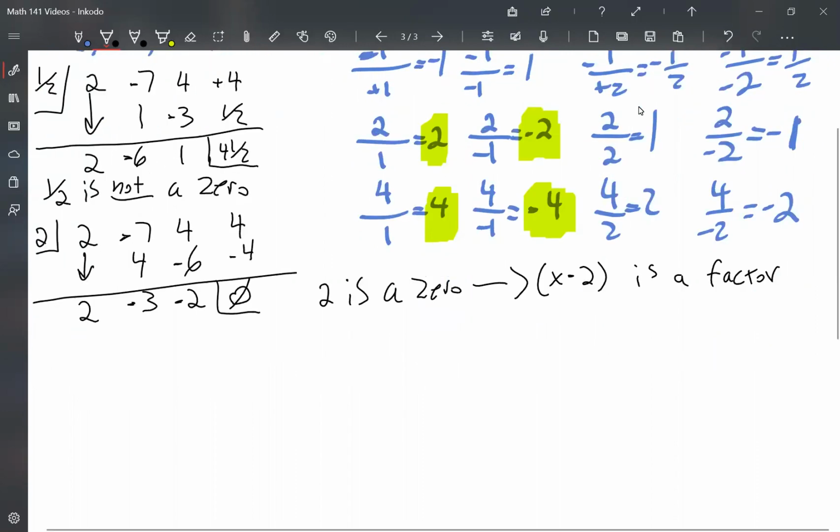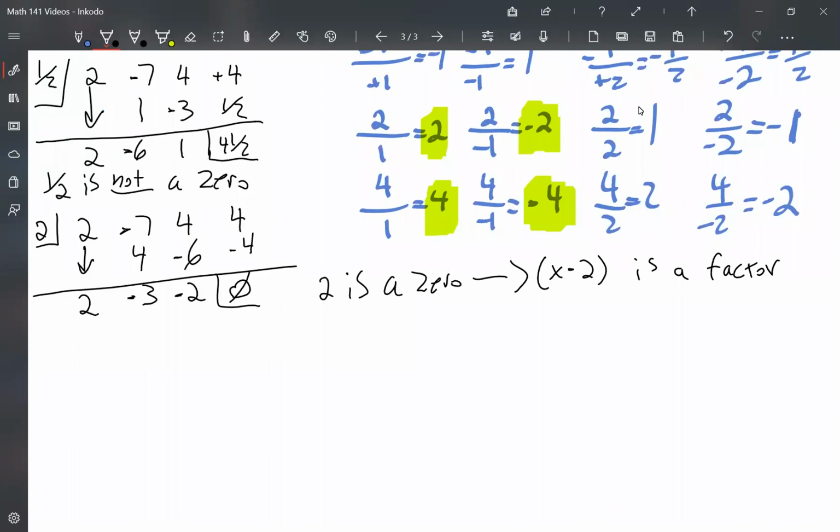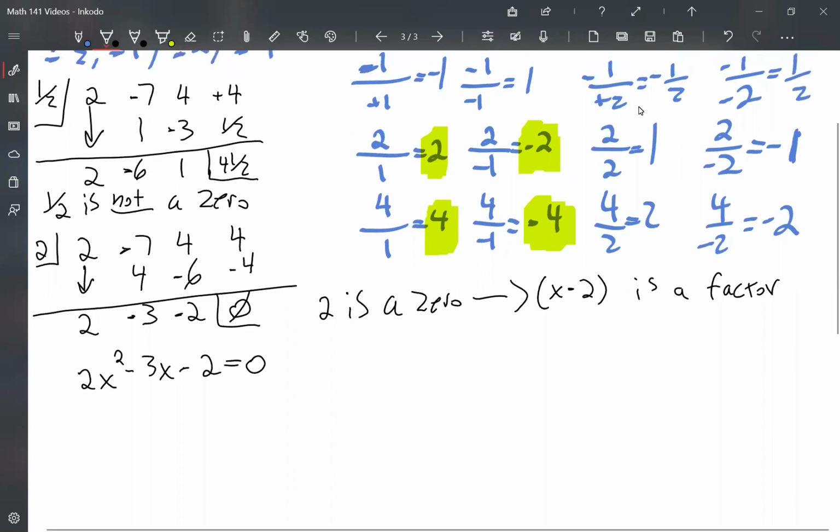So we learn that. And then, of course, we learn that we have a quotient 2x squared minus 3x minus 2 equals 0. So we've gotten rid of one of the factors, and now we can look for factors for this new part. If we have something with a degree higher than 2, you're going to want to check your P's and Q's for your new polynomial, run through the zero remainder theorem again, and see if you can get another 0 out.